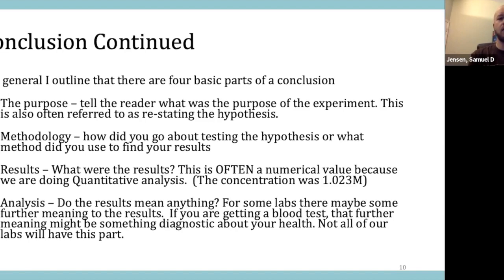The conclusion is that my unknown was 30% calcium chloride. There is no other meaning to this. It doesn't mean anything to us, so there's no further analysis to be done. But these are the 4 steps that I generally drive home when we're writing our conclusion.